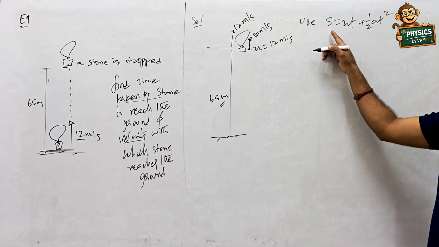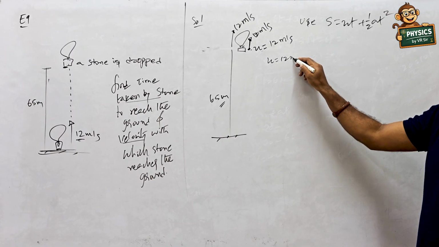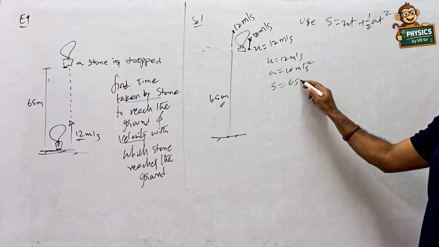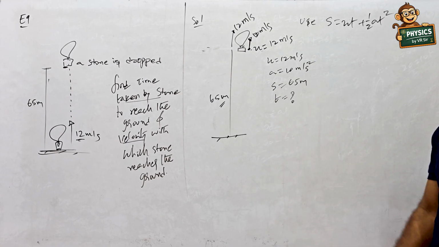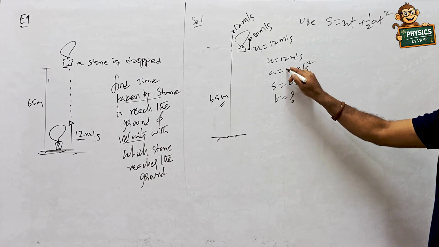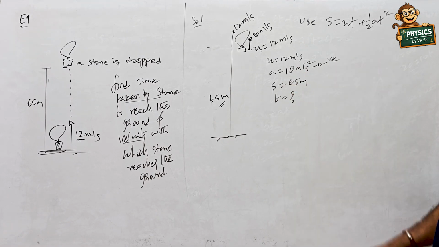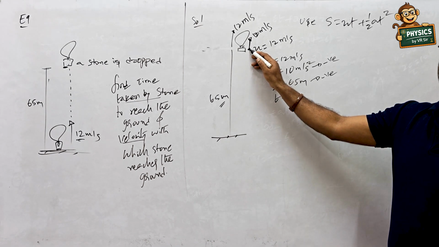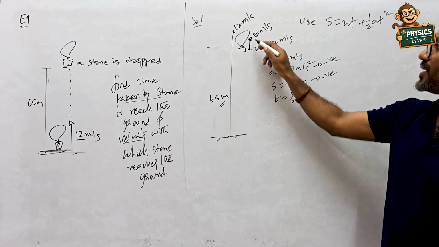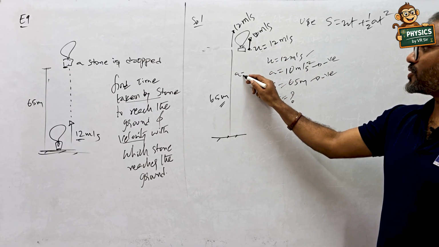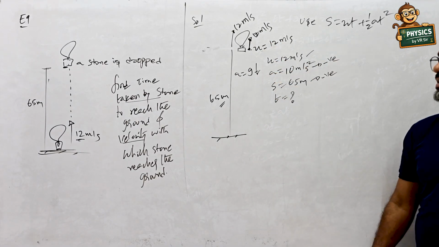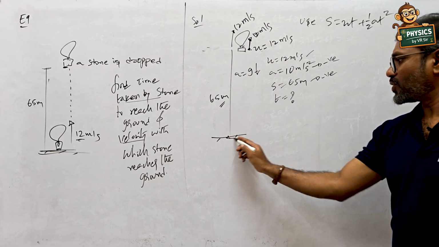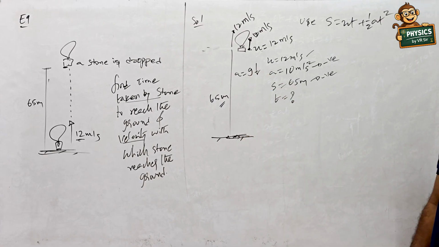Now what is the displacement? We know the initial velocity is 12 meters per second, acceleration is 10 meters per second square, the displacement is 65 meters, and they are asking us the time. One thing we should observe here is the sign convention. Take this as negative and this also as negative. The reason is that the stone is dropped at this point, and at this instant the initial velocity of the stone is upward, but acceleration due to gravity is downward, to be taken negative. And once it reaches the ground, the displacement is downward, so it is negative.